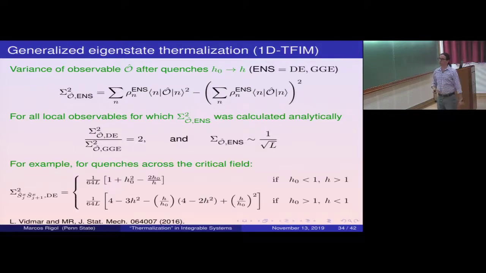So going back to which quenches, for example, these ones are quenches in which you start with chain naught and quench to H naught smaller than 1, larger than 1, and vice versa. And this is the analytic result for the variance, and you see that it goes to 1 over L. Okay, so the variance vanishes as you go to the thermodynamic limit. So all the eigenstates that you get, the overwhelming majority of them have the same expectation value of this SZ.